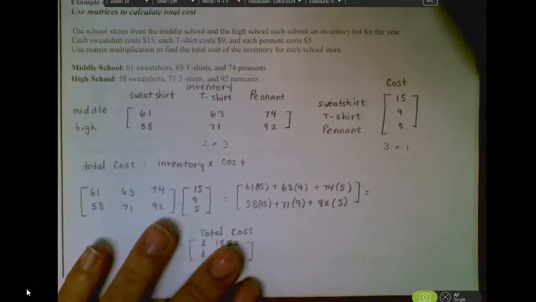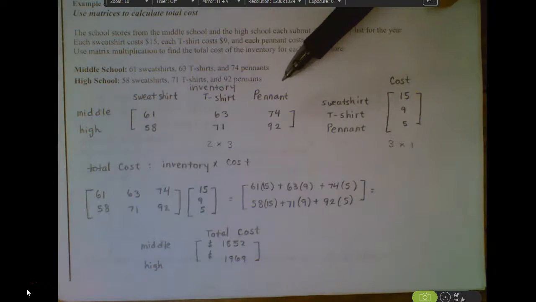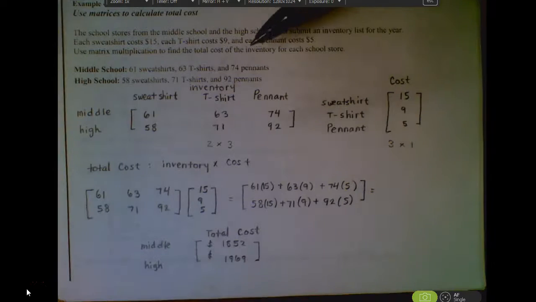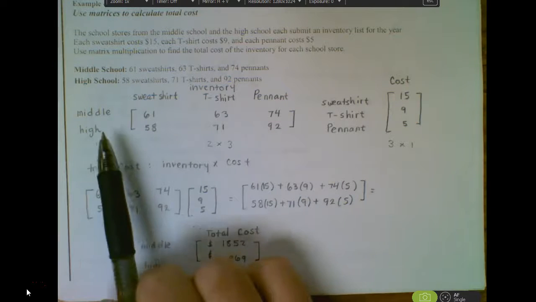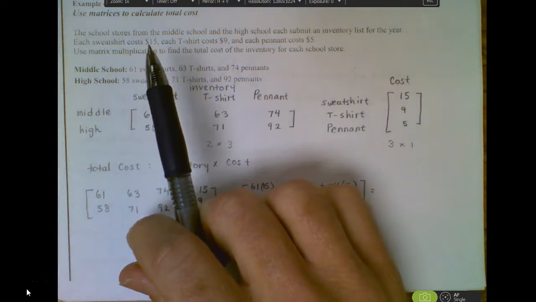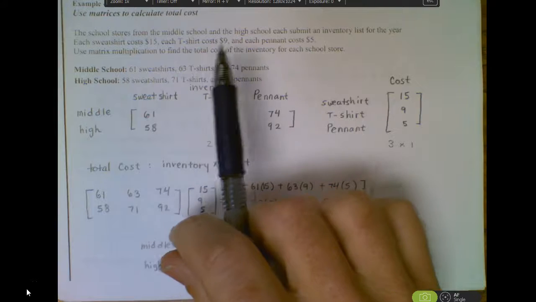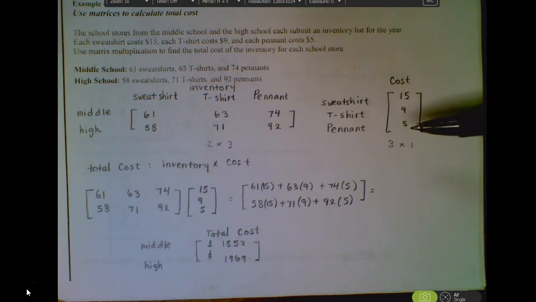Let's take a look at one word problem. So we're given some information here for the cost of items. One of these is for middle school. The second row is for high school. And so you can see the way all this was organized here. So I have a row of middle school and a row of high school. And so we're going to keep those as our rows, middle school and high school. The cost that we get for each item, the sweatshirts, the t-shirts, the pennants, all that stuff, we're putting into another matrix that you're seeing over here.